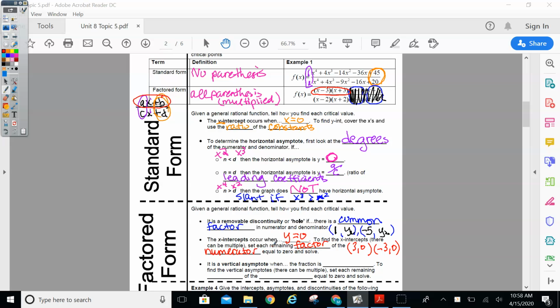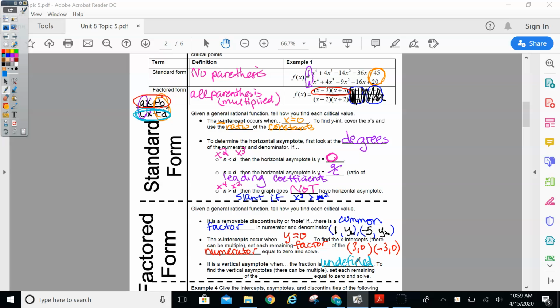So the thing is, it's what's left. You have to cancel out the hole first, and then whatever's left is the x-intercept. And then likewise, whatever's left in the bottom, because the bottom gives us our vertical asymptote. So whatever's left in the denominator gives us the vertical asymptotes. So the vertical asymptote is when the fraction is undefined.